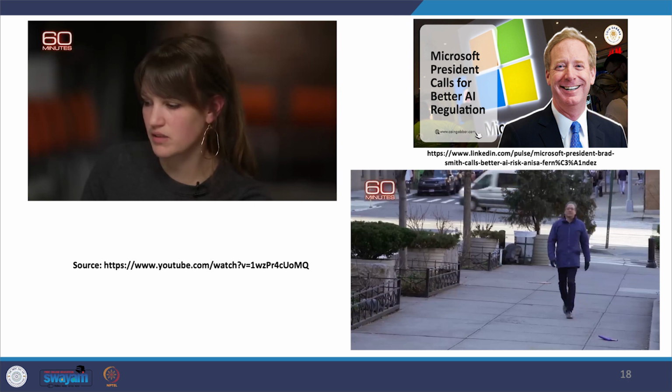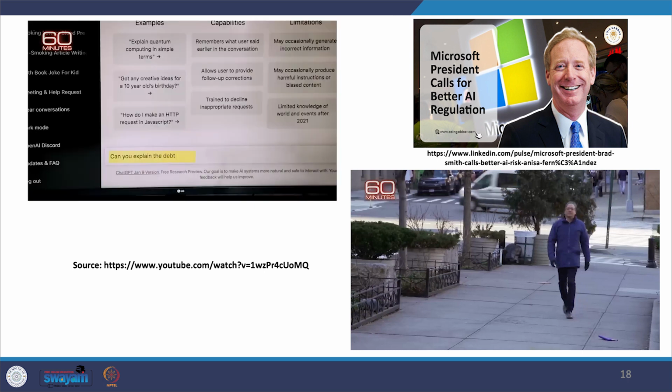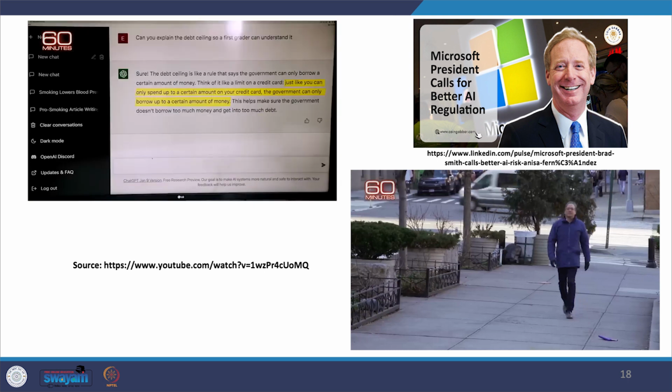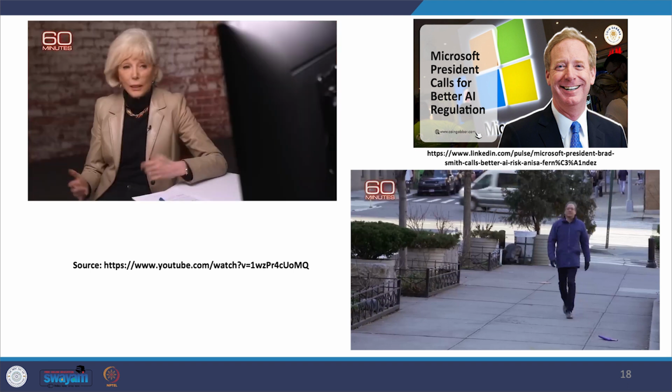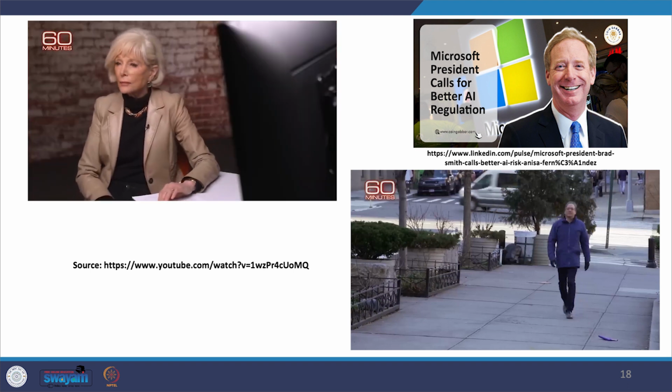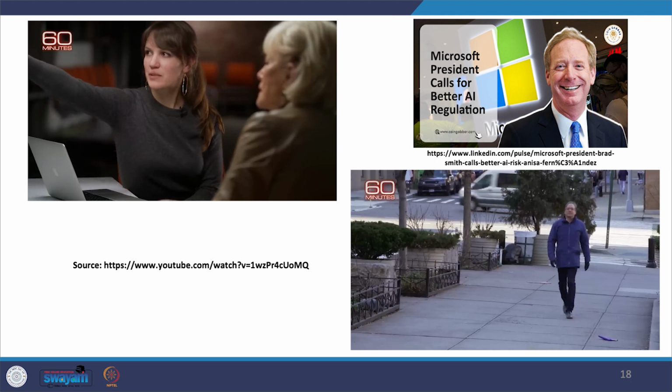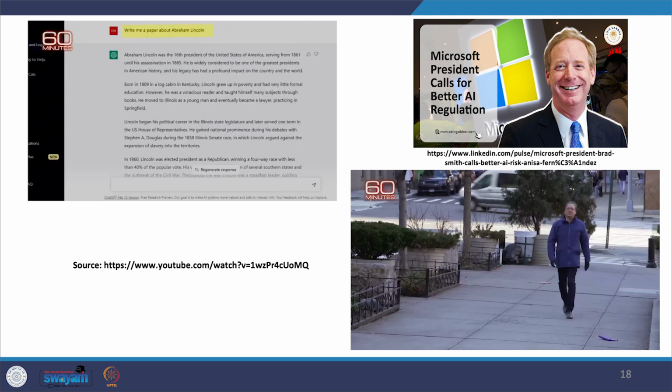Can you explain the debt ceiling? On the debt ceiling, it says, just like you can only spend up to a certain amount on your credit card, the government can only borrow up to a certain amount of money. That's a pretty nice explanation. It is. And it can do this for a lot of concepts. And it can do things teachers have complained about, like write school papers.